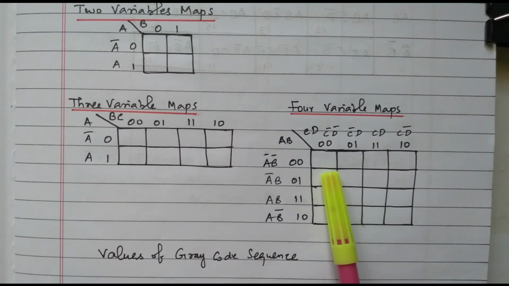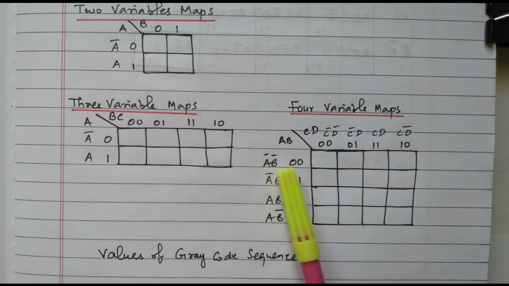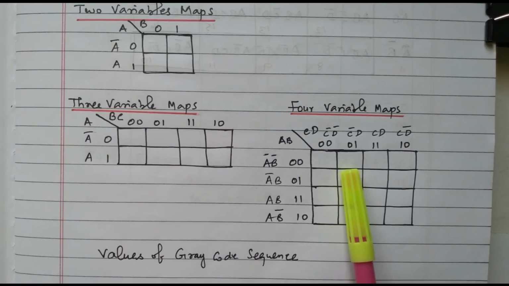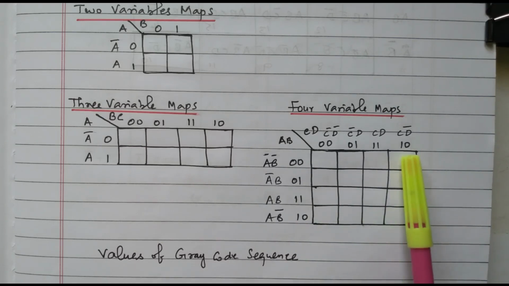So the first one is nothing but 0, 0, 0, 0, which means A bar, B bar, C bar, D bar. The second one is 0, 0, 0, 1. These are two zeros and 0, 1. That means A bar, B bar, C bar and D. Like that we can represent. For example, if we consider this one, it is 1, 0, 1, 0.